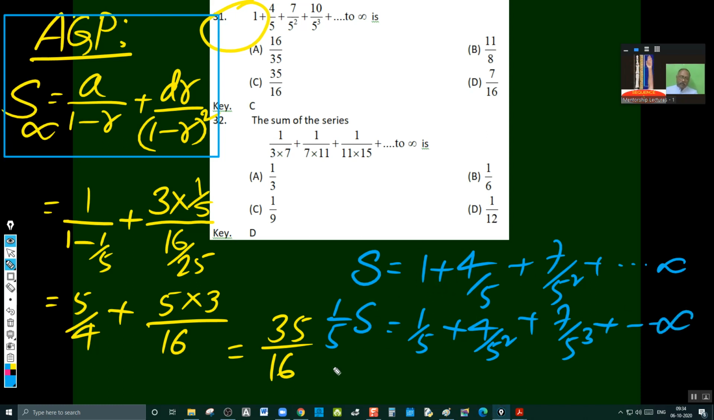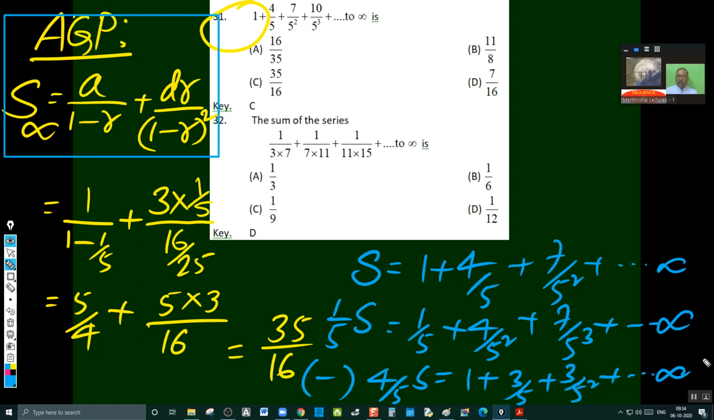Subtract them. Skip one term and subtract. Because 4 by 5 and it is 1 by 5, and it is 1 minus 1 by 5, 4 by 5 as you get. 1 keeping as it is. 1 plus 3 by 5 plus 3 by 5 square and so on up to infinity. Simplify this. This is again a GP. Simplify like this. You'll get the same answer.